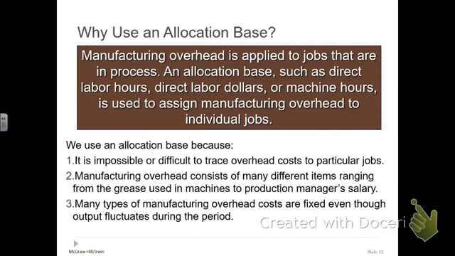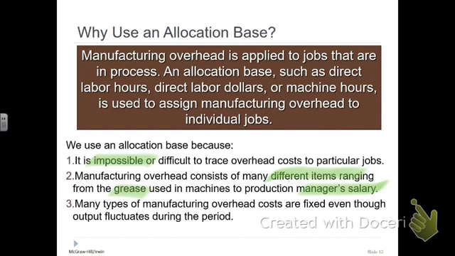Why do we use an allocation base? I would argue the reason is, if we can trace it, we trace it. But it's impossible to trace everything to a particular job. It's impossible to know how much glue or how many nails they used, and it wouldn't be worthwhile to count the number of nails used on a particular job site. Keep in mind overhead also consists of a lot of different items. It could be the salary of the supervisor as well as the greaser, the nails, or whatever else.